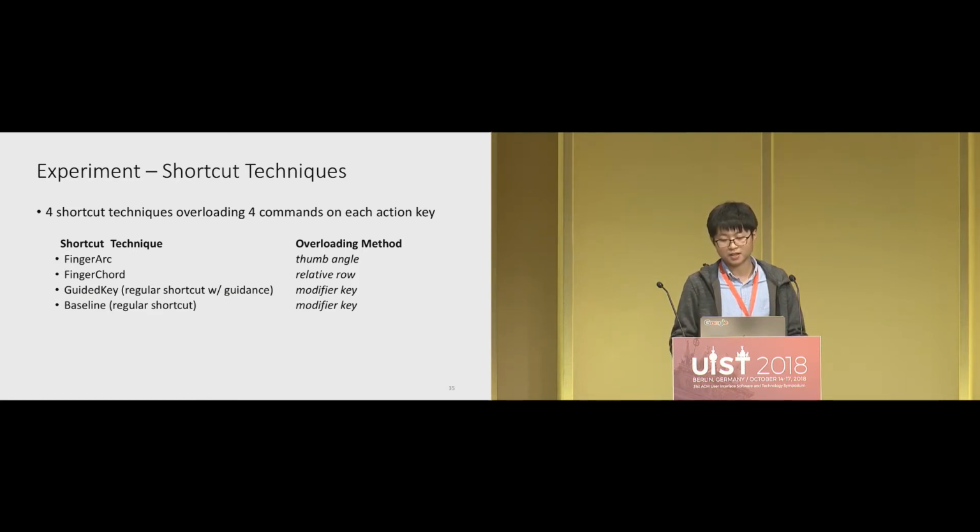Guided key is one condition that we include to see what if we just provide guidance to the regular shortcuts. So this is kind of like regular shortcuts where you modify using a modifier key, but when you press and hold on the action key, you will trigger a guidance, and when you press the modifier key, it will show what you have pressed. So it's kind of mimicking the guidance here. And finally, the regular shortcut baseline.